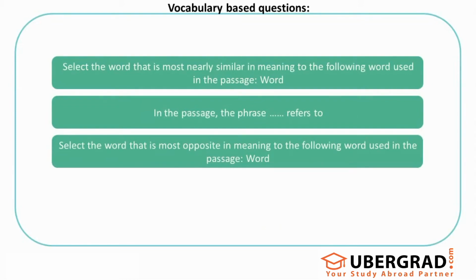In the passage, the phrase so and so refers to, right? And then you'll see 4 or 5 options explaining the meaning of it. So if you know the word meaning, you'll find the question super easy. If you don't know the meaning of the word, you still have a chance to go through that line, or maybe 2-3 lines above and below the word, so that you get a context of what the passage is talking about at that part, and you can guess the meaning of the word, right? That's like contextual vocabulary meaning. So that's a skill that you can develop.